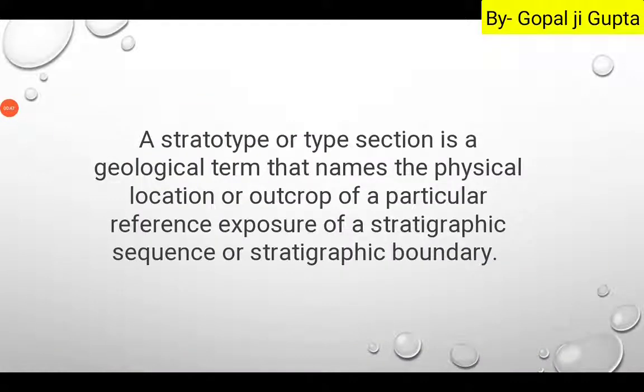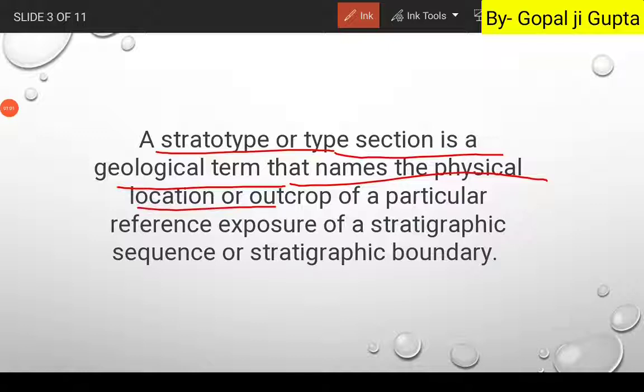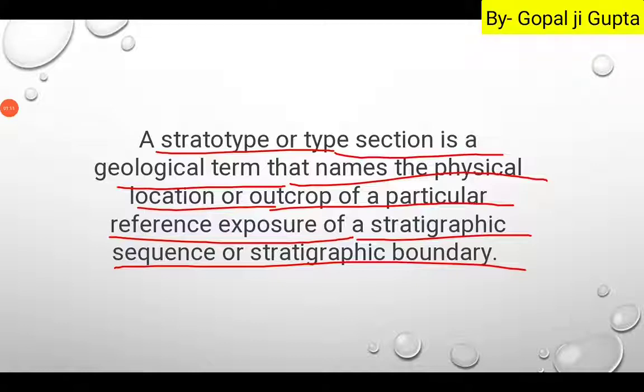Now let us see the basic definition of stratotype. A stratotype, or it can also be called the type section, is a geological term which means the physical location or outcrop of a particular reference exposure from a stratigraphic sequence or a stratigraphic boundary.